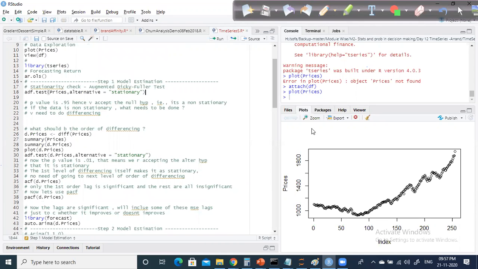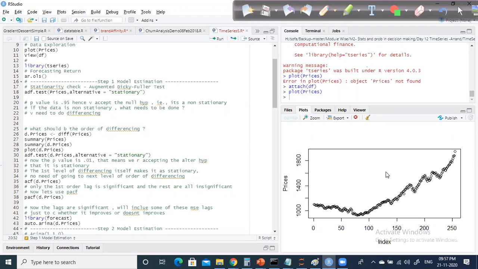Okay. So now, by looking at this plot, it is quite evident that the price column has a trend in it. It is not helpful to fit my ARIMA model to do forecasting, because the rule is that the data you use for forecasting should be stationary.